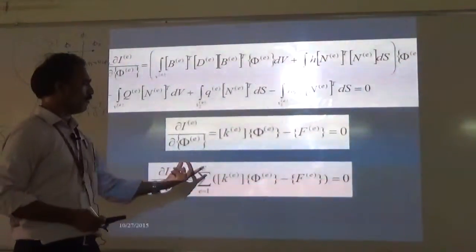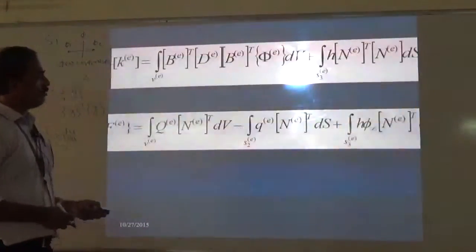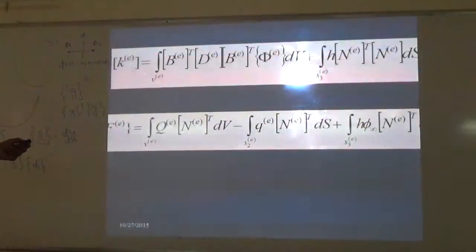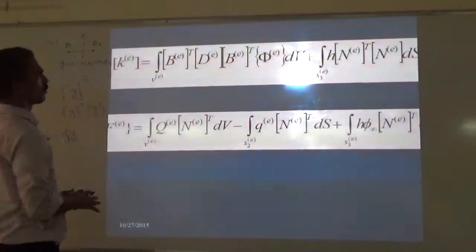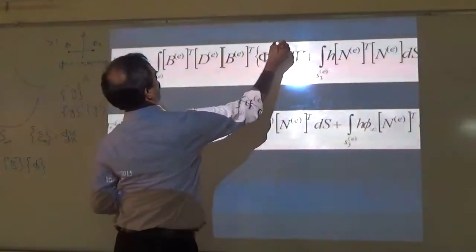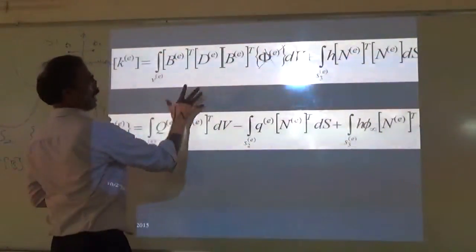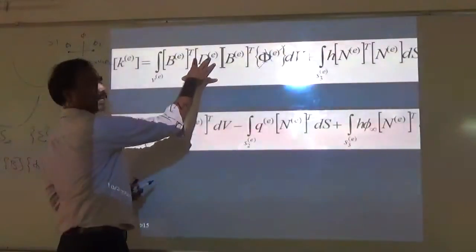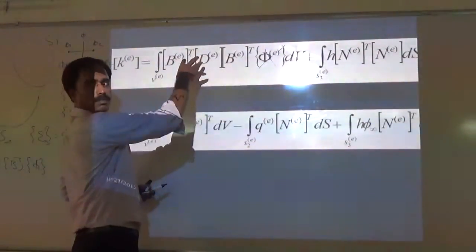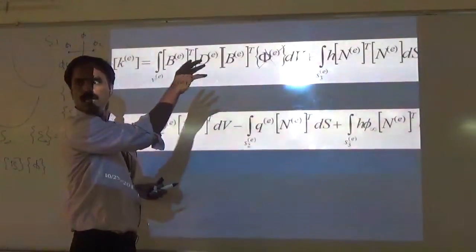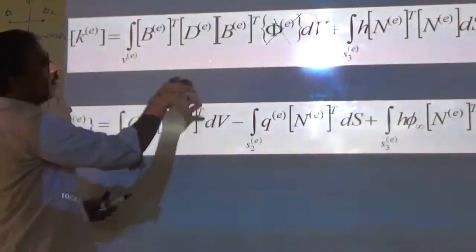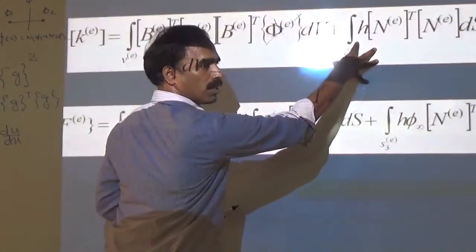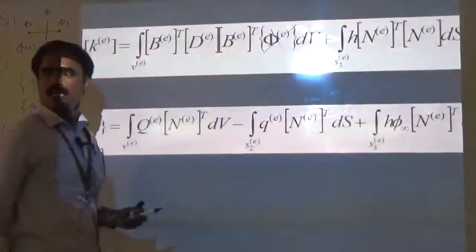In fact, this K can be written as the volume integral of B transpose D B dV plus the surface integral of H N transpose N dS. So we have two parts. Earlier in the structural case, we wrote the volume integral of B transpose D B dV. The same thing is here. Along with it, we have one more term, the surface integral of H N transpose N dS.